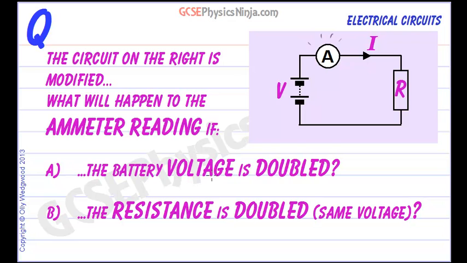What happens if we were to double the battery voltage? Well, think of the voltage, otherwise known as the potential difference, as the pressure which drives the charge around the circuit. If you have twice the pressure, then we can make the flow twice as big. And so just thinking of it like that, it makes sense that the current will be twice as big. The current will double, and therefore the ammeter reading will be twice as big.